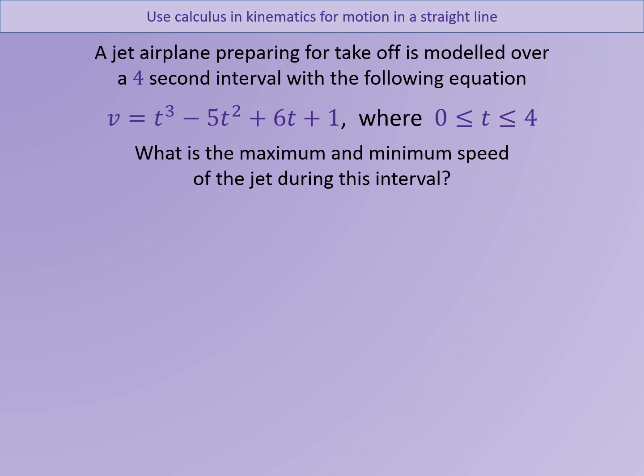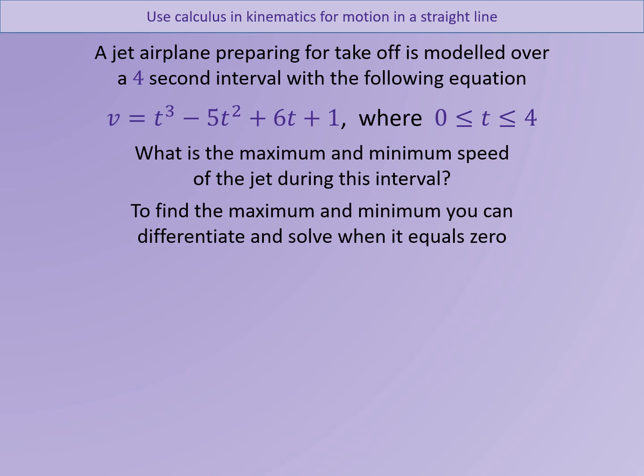We're now going to consider a situation where an aeroplane is preparing for takeoff, and over 4 seconds, this is the velocity of the plane. We want to know, during this time period from 0 to 4, what is the maximum and minimum speed? Now we know that maximums and minimums often occur at stationary points, so a good place to start is to try to find the stationary points of this curve.